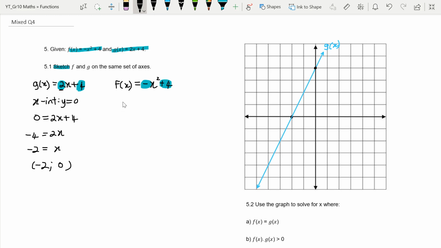Again, to find our x-intercept, even for the parabola, we're going to make our y 0. So 0 is equal to negative x squared plus 4. However you decide to solve that, I'm just going to take that one over, and then get the square root on both sides. Therefore, my x will be equal to plus or minus 2. There are 2 x-intercepts, so again they share those same intercepts, at negative 2 and positive 2. Let's quickly go draw that curve.